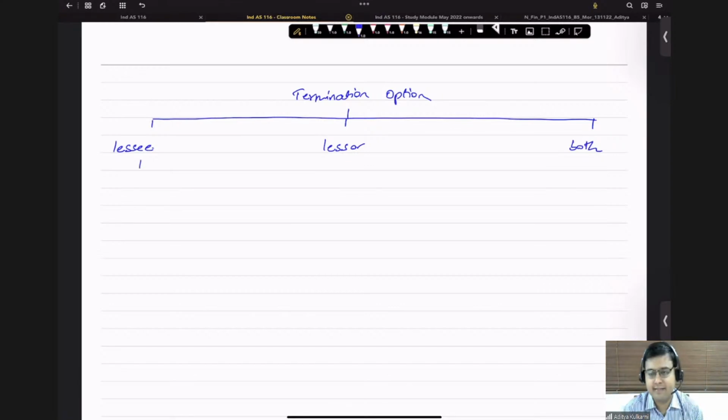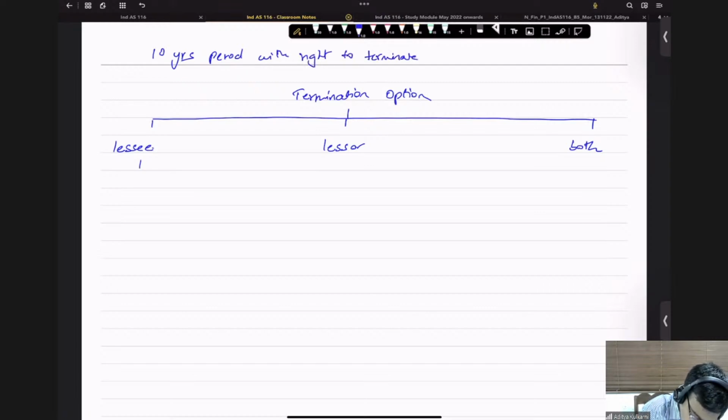If it is with the lessee, my lease is something like this: a 10-year period with a right to terminate after, I'll keep it 6 years, so that 5 and 5 we do not get confused. Which 5 are we talking about, period over or period pending? So I'll keep it 6 years.